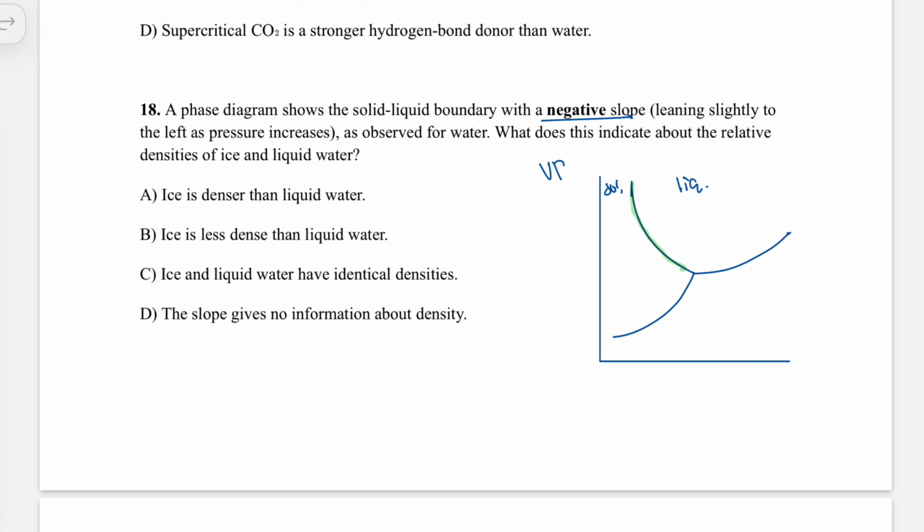So remember that vapor pressure is here and then temperature is here. At the same temperature, this is ice in the solid region. And then if you want to go to liquid or water, you have to go up. And when you go up to the liquid, you're going up in pressure. So up here, it's denser than down here. And what this indicates is that ice is less dense than water.